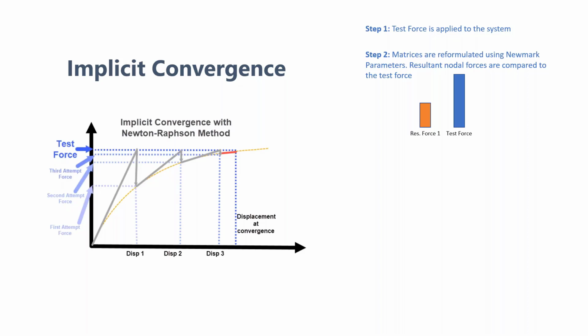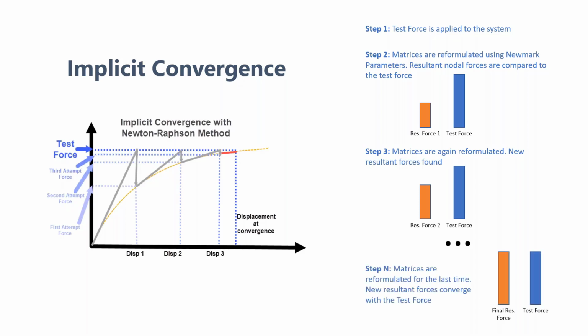And you can compare that resultant force with the test force that you applied. For the first iteration, that's never going to line up with your test force, right? So you have to go through this process several more times. You reformulate the matrices, get a new resultant force, probably get a little bit closer, and on and on until you reach convergence, until your resultant force matches your test force. That's what's called a Newton-Raphson iteration, right? And that's how you can achieve convergence between your steps.